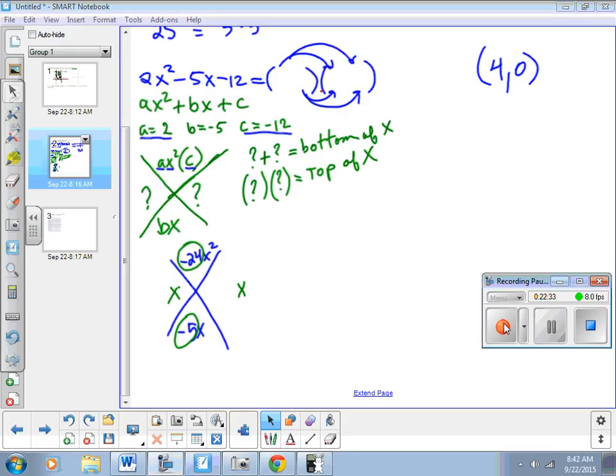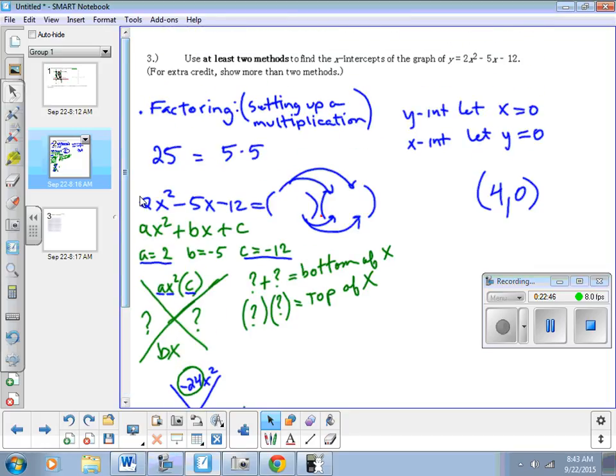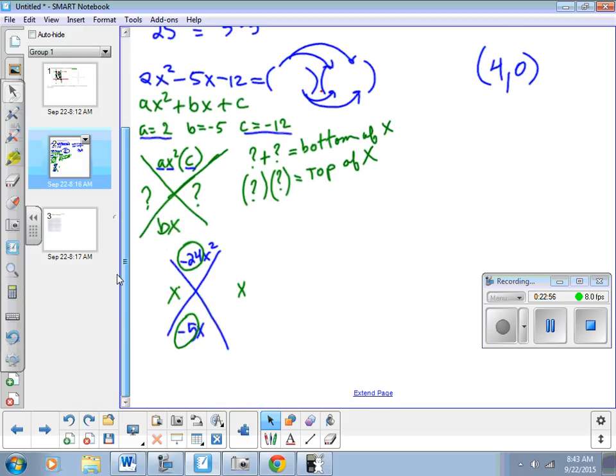So here's what you need to remember. You need to remember your times tables. But you guys have graphing calculators, so remember that factoring is setting up a multiplication. So for example, factor 25, that's 5 times 5, right? So in the times tables, what numbers will multiply to give you negative 24, but when you add them, give you negative 5?